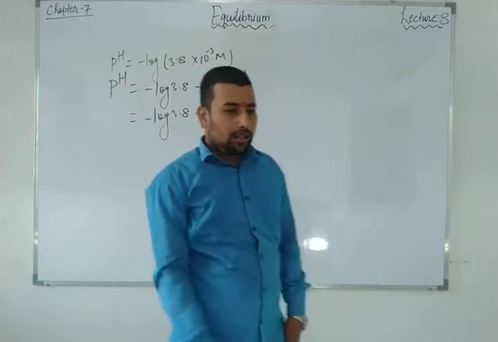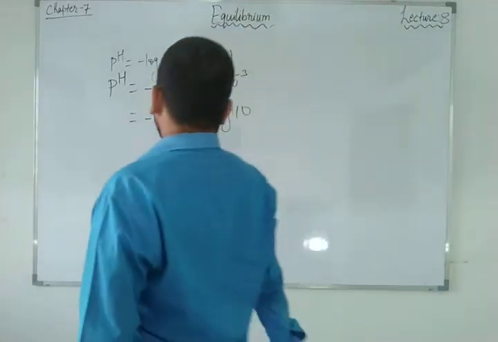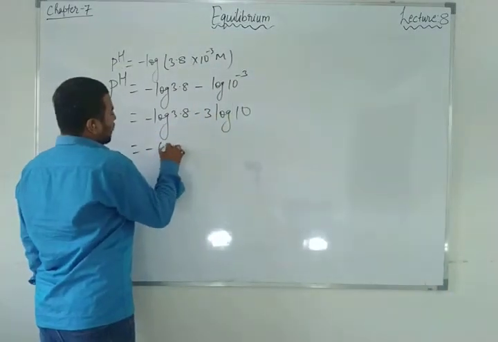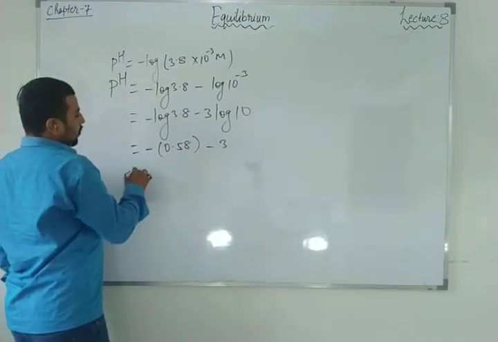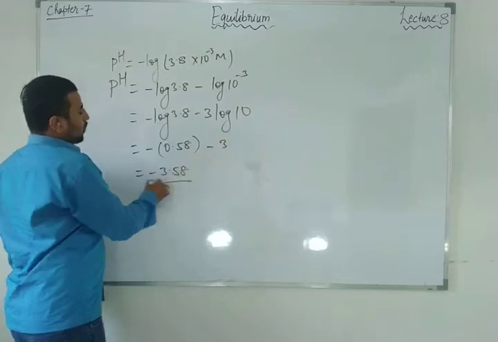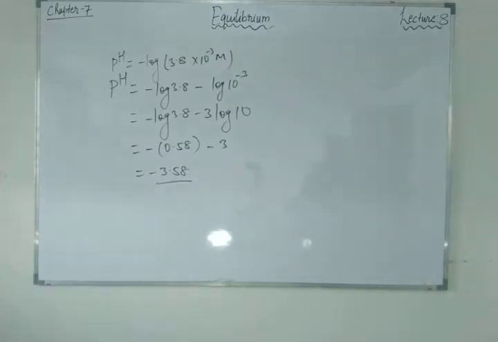What is the value of log base 10? I hope everybody knows. So it is 3 only, and here log 3.8 value is 0.58. So minus 0.58 minus 3. So it will be minus 3.58. So what is the value of pH? Is it minus 3.58 or will it be less? I hope it will be less.